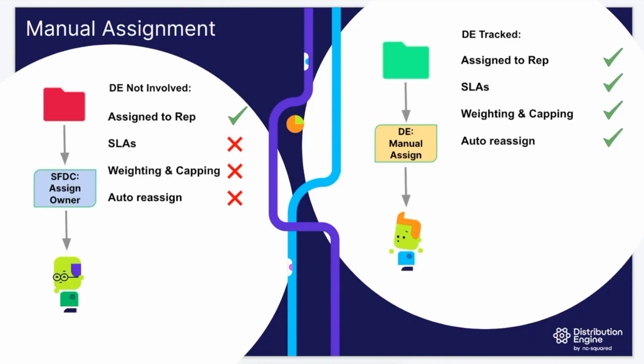So what if you had an exception for records that fell outside of a standard workflow? For example, to top up reps or agents, and wanted a quick and easy way to manually assign them and also utilize DE features such as waiting and capping, SLAs, and auto reassign. Well, now you can by using our new manual assignment feature. It's something a lot of our customers have asked us to add to the app. Let's show you this via a brief demo.